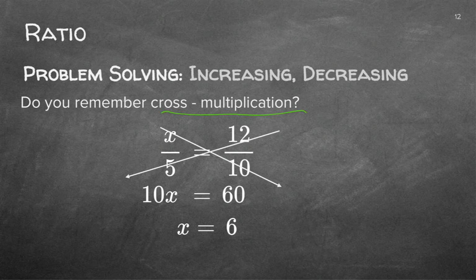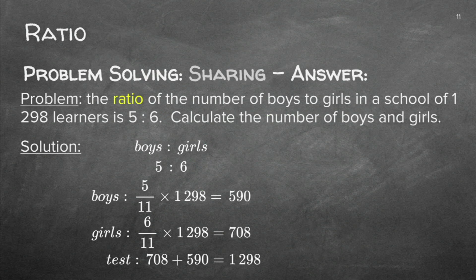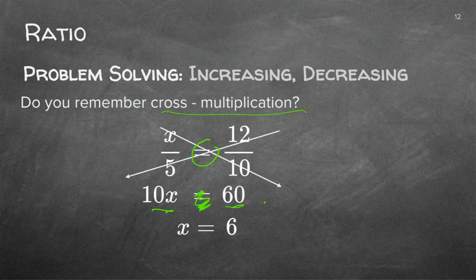Remember, when we cross multiply, we multiply diagonally across the equal sign. X times 10 is 10x, 5 times 12 is 60. We equate. Remember, we are equating 2 ratios, and we find the answer as x equals 6.